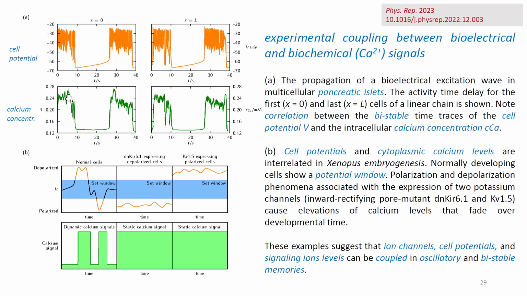in transcription, for instance. Also, other examples concerning frogs, for instance, as model animals, show that potential windows are important for processes and for downstream developmental phenomena. And again, these cell potential windows seem to be correlated with calcium signals in this case.